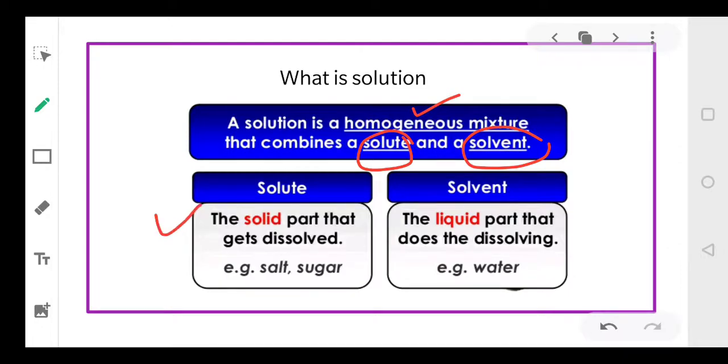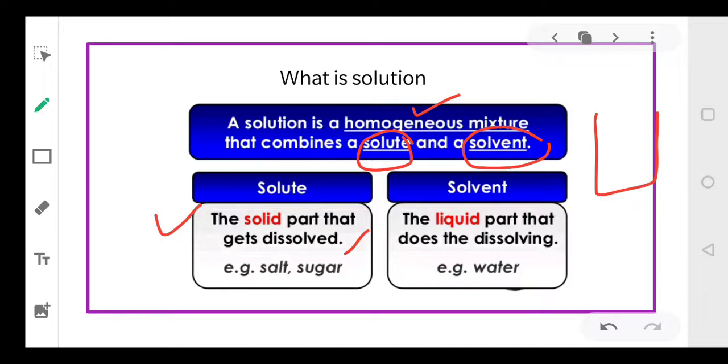Now what is a solute? A solute is that solid part that we dissolve. Then the second part is a solvent. A solvent is that part in which we are dissolving the substance. Okay, everyone? Like suppose you are having a beaker of water and we are putting salt into it.